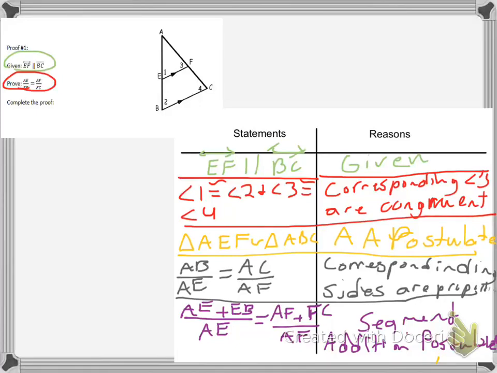Alright guys, so we're going to prove right here that given line EF is parallel to line BC, so EF parallel to BC here, and we're going to prove that AE over EB equals AF over FC. Alright, so we're going to prove that those are proportional. So right here we start with our given in our first step. So we got EF is parallel to BC, that's given.